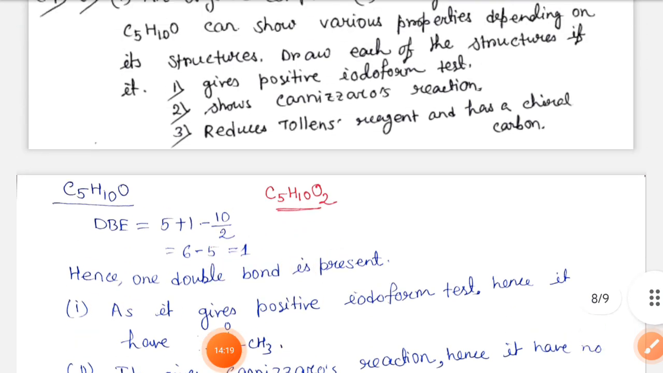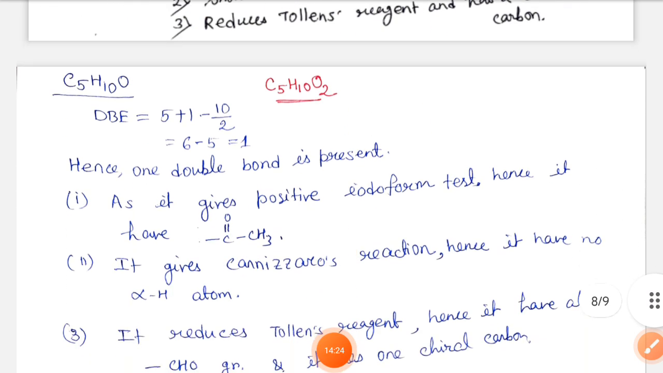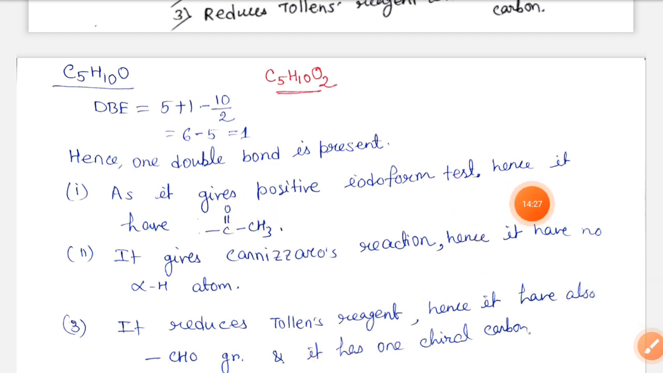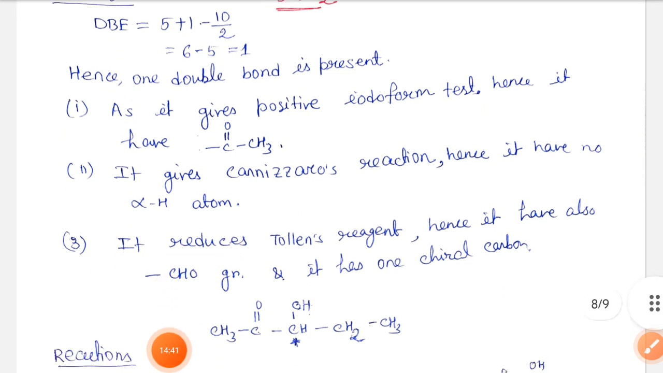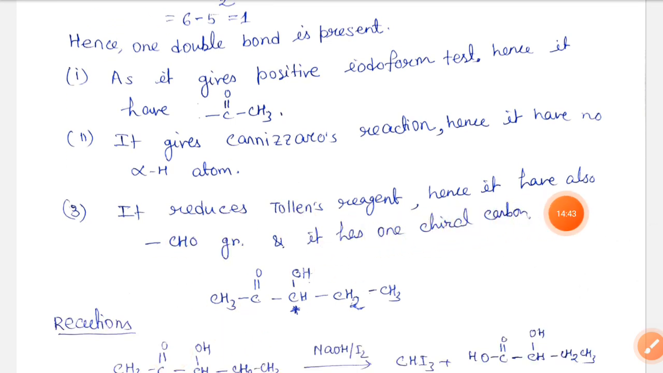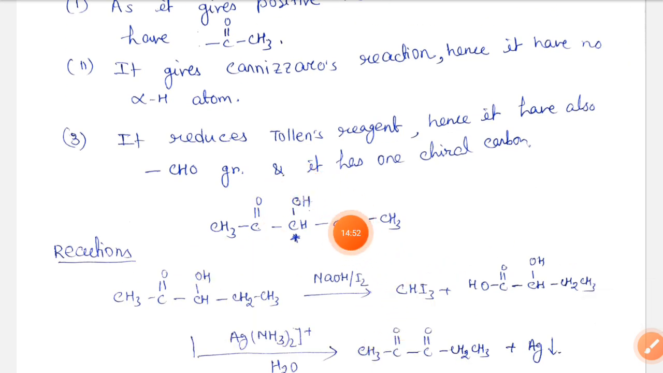And at first, it gives a positive iodoform test. So if the iodoform test is positive, then it has a keto methyl group present. Next, it says that it gives the Cannizzaro reaction. So if the Cannizzaro reaction is given, then it has no alpha hydrogen. Next, it reduces Tollens reagent, hence it also has a CHO group, and it has one chiral carbon. These are the data. So the structure is an alpha hydroxy ketone.